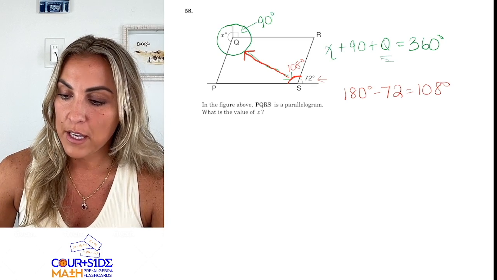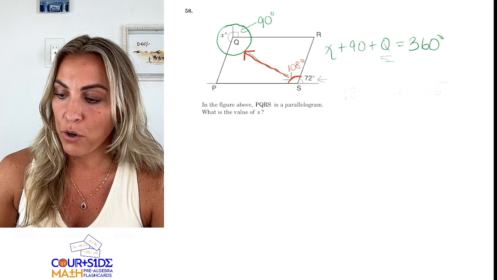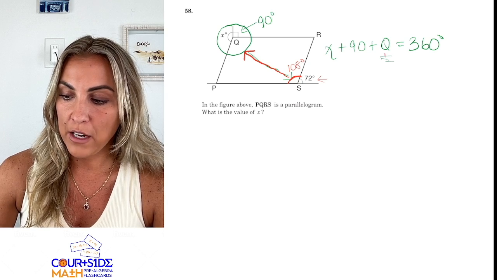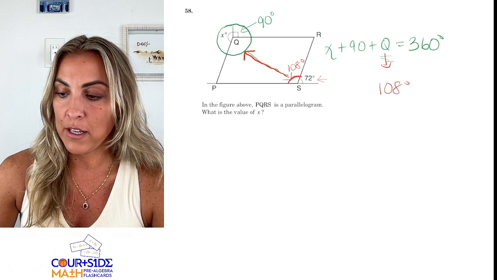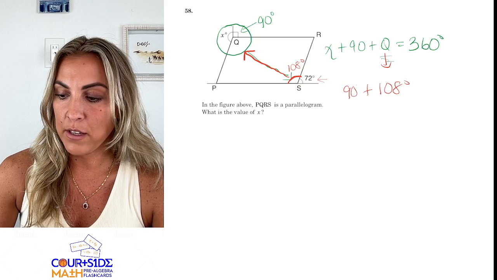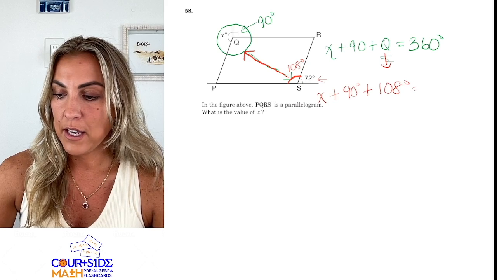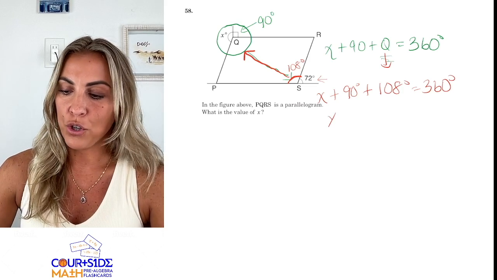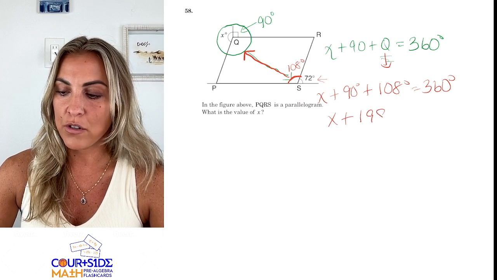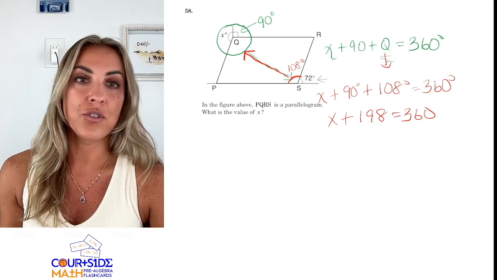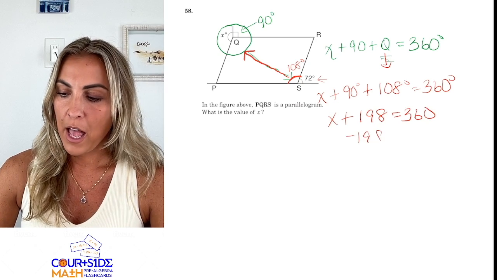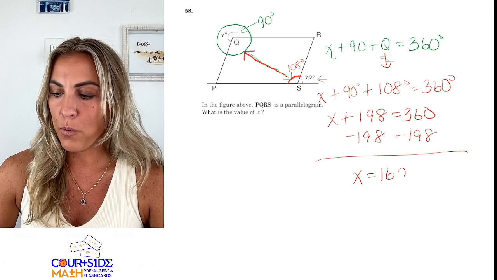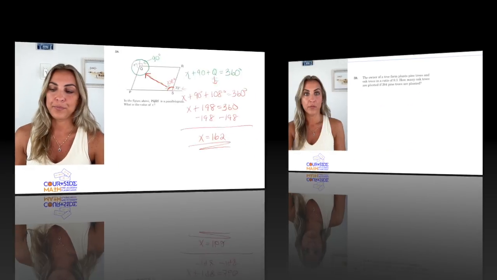Now that I found angle Q, I can go back into the original equation that I wrote, and I can substitute Q with the 108 degrees. So now I have 108 degrees plus 90 degrees plus x degrees equals 360. And this is an equation that I'm sure you can solve. So now I have x plus 198 equals 360. I'm subtracting 198 from both sides, and I get x equals 162.